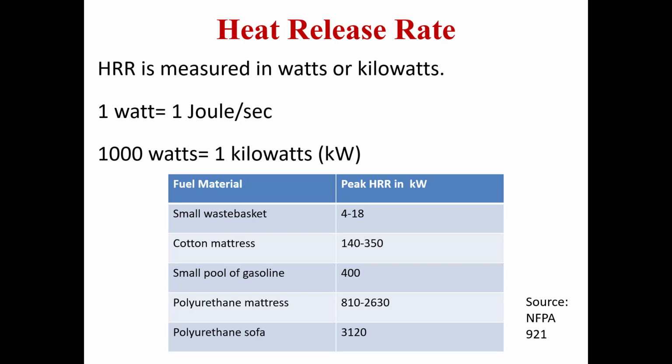Then we get into modern furnishings that we have in today's homes and businesses. A polyurethane mattress, as you can see, has very high numbers there, 810 to 2,630 kilowatts. And a polyurethane sofa is 3,120 kilowatts. That's a very high heat release rate, and it accounts for why fires in today's homes and businesses are so dangerous.